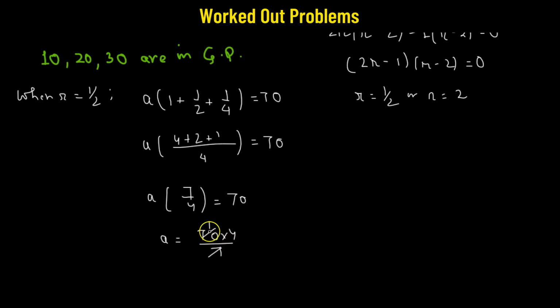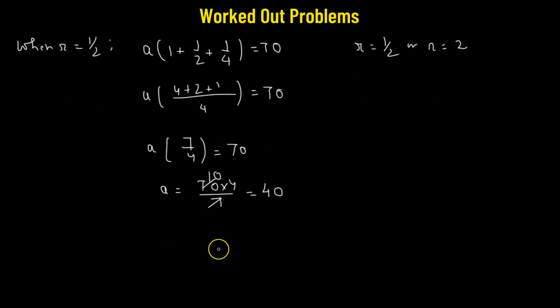So 7 times 10 is 70. So we have 10 times 4, which is equal to 40. That means our first term is going to be 40. So our terms will be: the first term is 40, then we have 40 times R. So 40 times half will be 20. And then 20 times half will be 10. So these are the 3 numbers, 40, 20 and 10. These are in geometric progression as well.